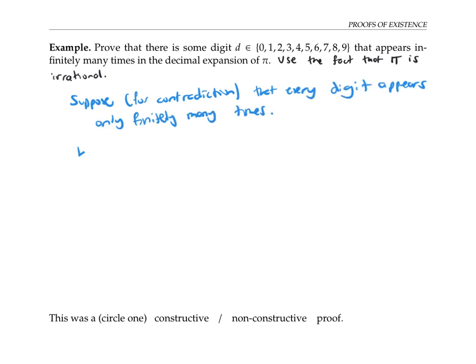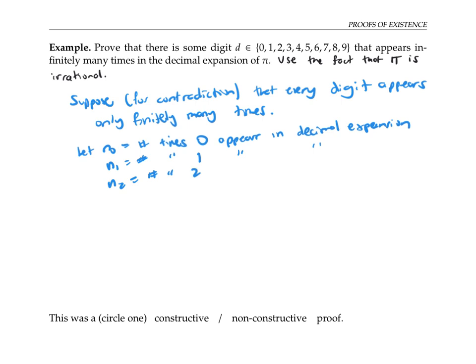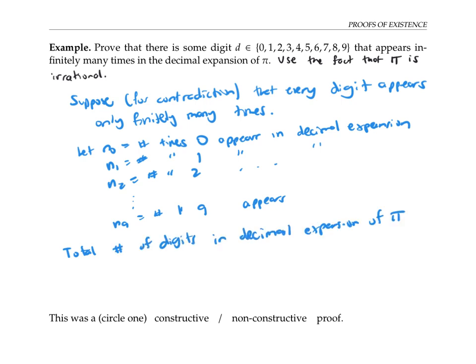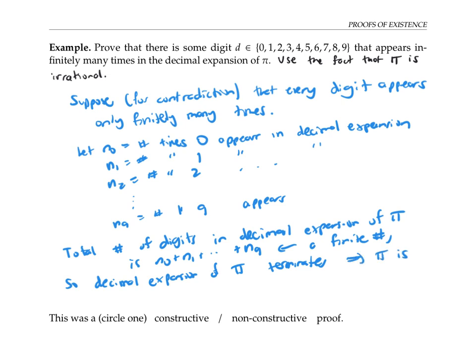So for example, we could let n0 be the number of times the digit 0 appears in the expansion, n1 be the number of times that 1 appears, and n2 the number of times that 2 appears, and so on. These are all finite numbers, so the total number of digits in the decimal expansion of pi is going to be just n0 plus n1 all the way to n9, a finite number. So the decimal expansion of pi then terminates, which means that pi must be a rational number.